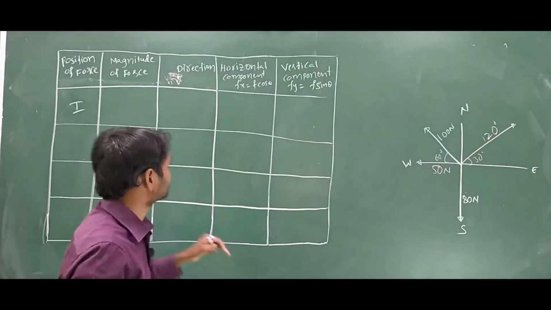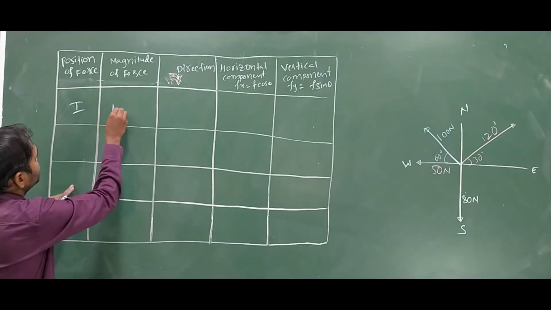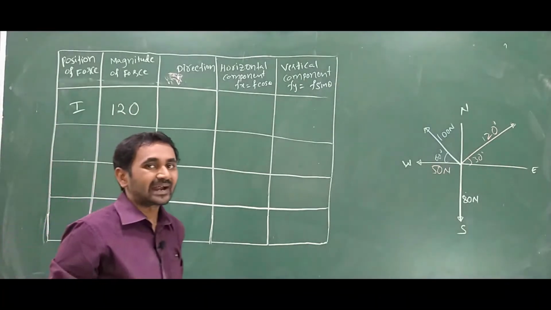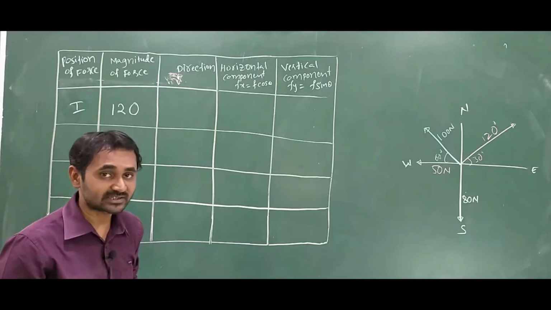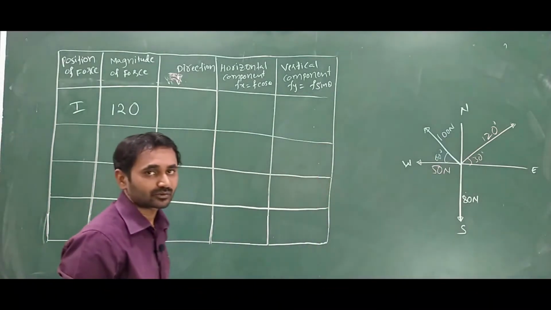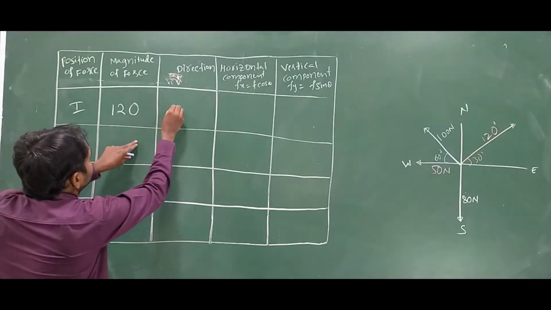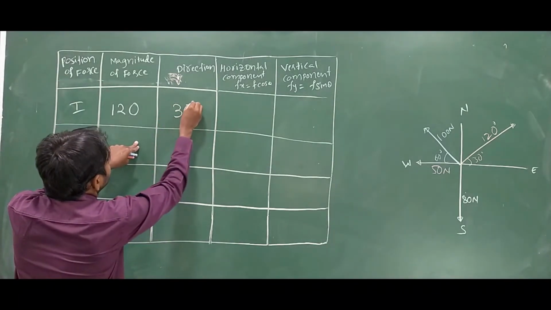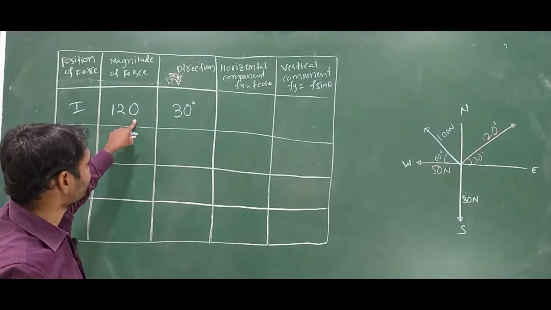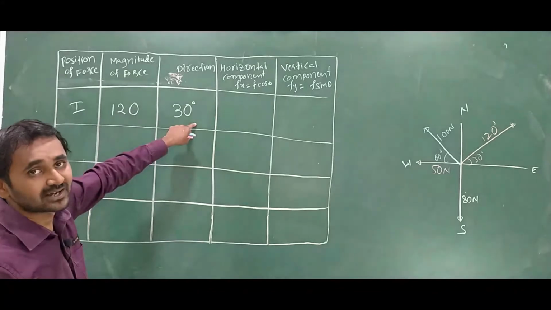120 newtons. And direction. Direction in the sense how much angle it is making. So this is 30 degrees. So 30 degrees comes over here. So it is in the first coordinate with 120 magnitude and 30 degrees direction.